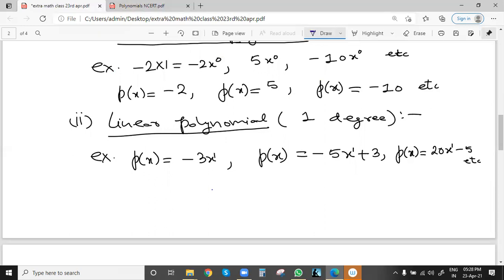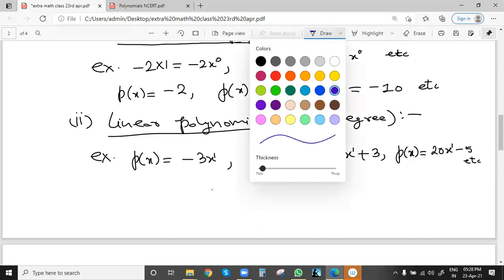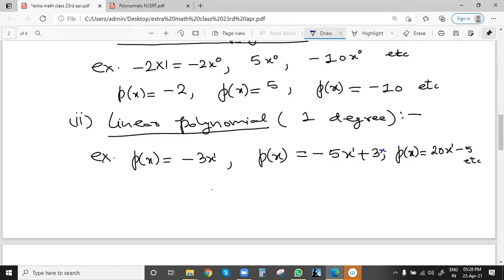Suppose someone asks, is there any other power of x also? Yes, there is. 3 is given. 3 means obviously 3 into 1, and 1 we can write as x to the power 0. So there is a power of x 0 also. Here -5 means -5 into 1, x to the power 0. But the maximum power of x will be 1. Third type, that is, you can say quadratic polynomial.